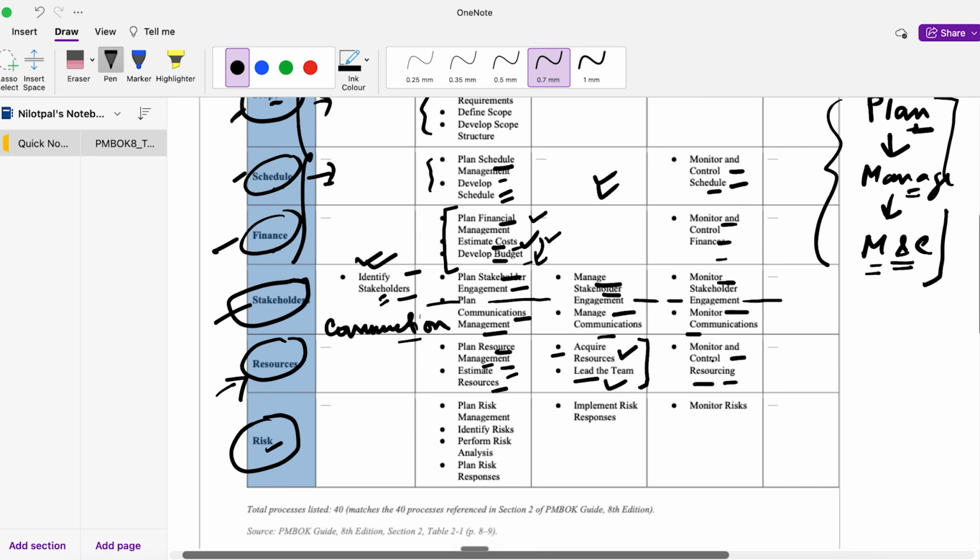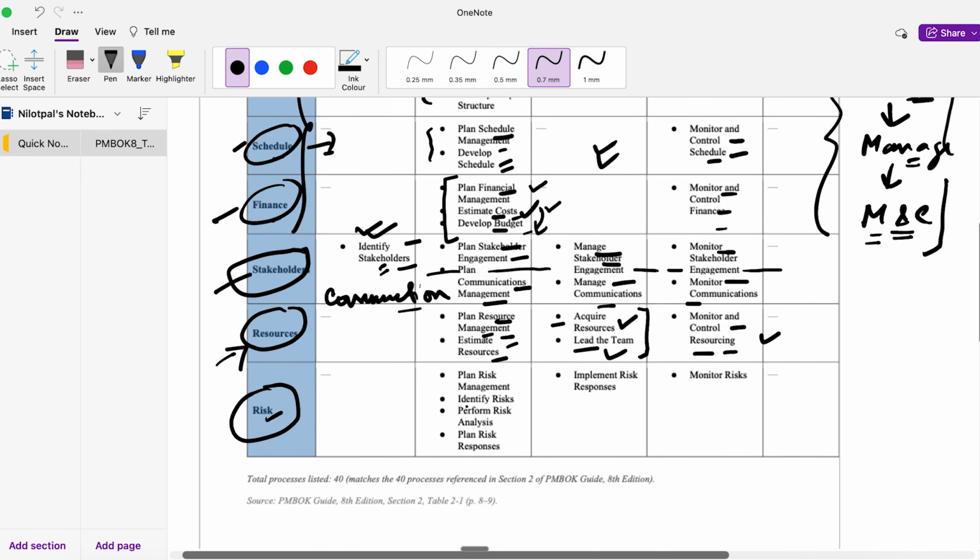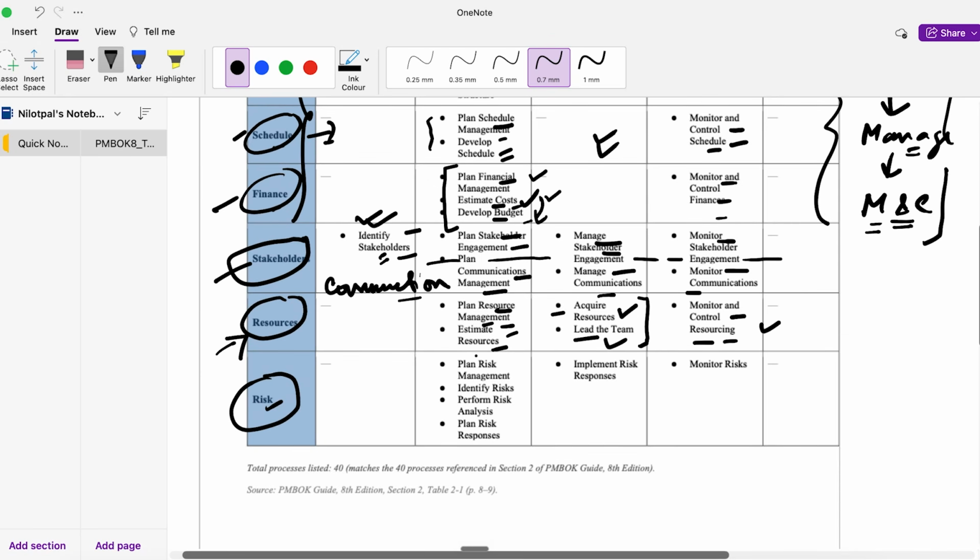And that is the plain, simple way of memorizing this: anything follows the plan, manage, and monitor and control steps. Okay. Now let's look at risk whilst we are here. Risk is a bit interesting because it has a bit more breakdown to that plan, manage, and monitor and control. So if you look at risk, of course, you plan risk management, right?